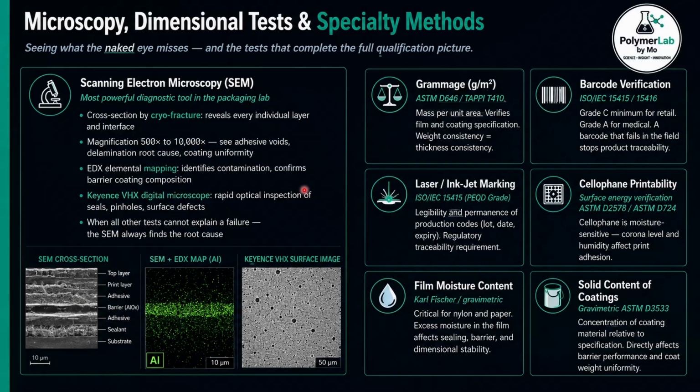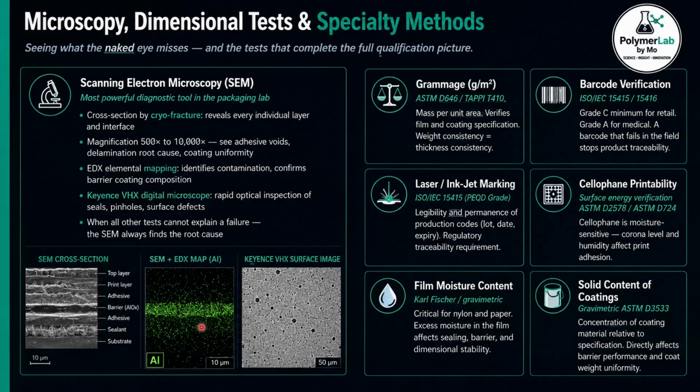Combined with EDX, energy dispersive X-ray spectroscopy, the SEM gives you elemental maps. You can confirm that the aluminum oxide barrier coating is present and at the correct thickness. You can identify a silicon-based contamination particle at the film interface. You can verify the presence of a primer layer that is invisible to every other test.